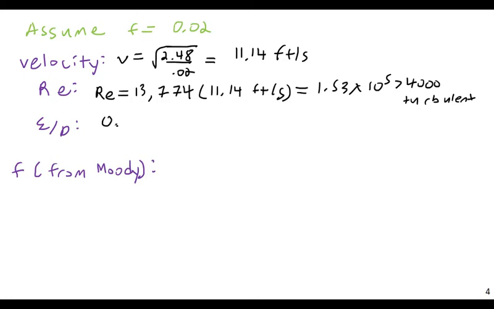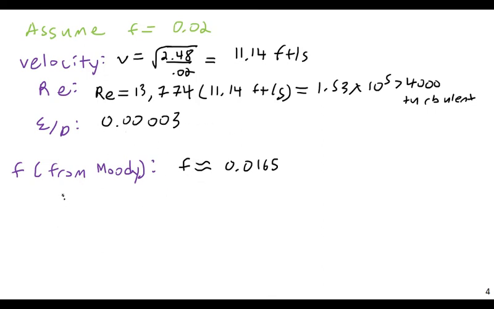The epsilon over d is not going to change; it's 0.00003. If I feed this into the Moody chart, I get a friction factor of approximately 0.0165. So this is the iteration. The idea is that I assume a friction factor, calculate what velocity that would produce, calculate the corresponding Reynolds number, and then use that Reynolds number and my epsilon over d to calculate my new friction factor.